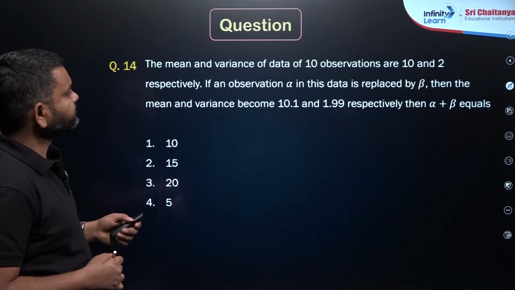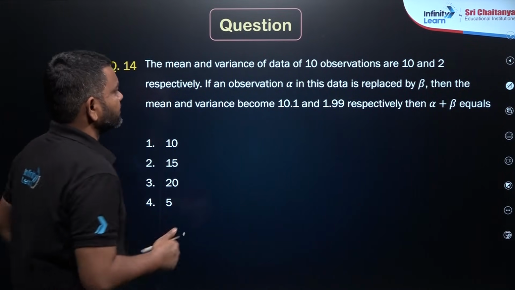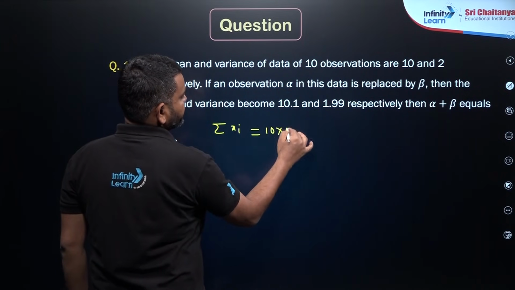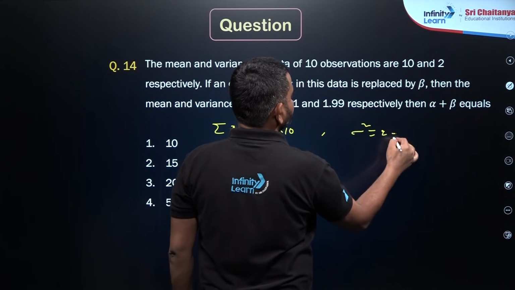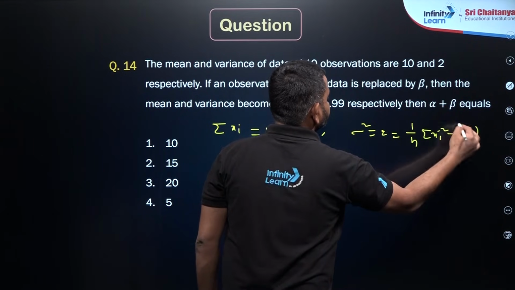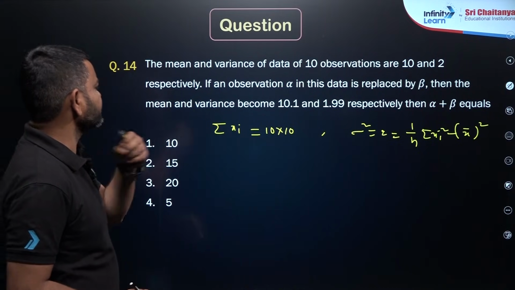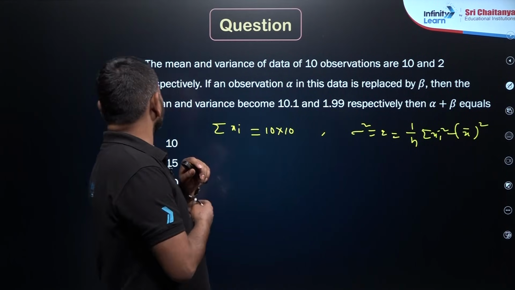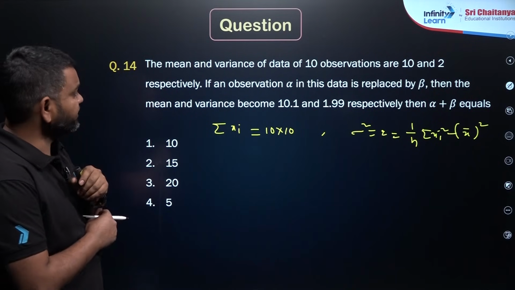Next, you have mean and variance of 10 observations is 10 and 2 respectively. So summation of xi is equals to 10 into 10, and variance, this is equals to 2, which means 1 by n into sigma xi square minus x dash square. This is 2, right? So what I have here is, if an observation alpha from the data is replaced by beta, then the mean and variance is going to become 10.1 and 1.99.